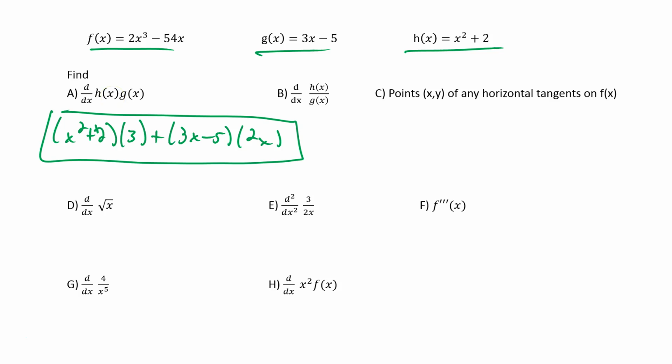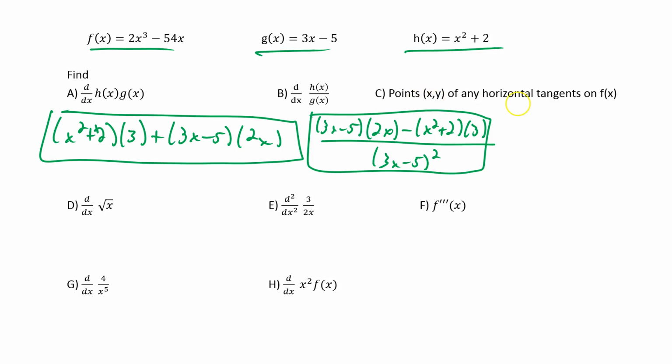Next, we're going to use our low d high minus high d low over the square of low, we go. So low is g of x, which is 3x minus 5. D high, which is 2x, minus high d low, which is 3, over the square of low, we go: 3x minus 5 squared. That's it. Done.